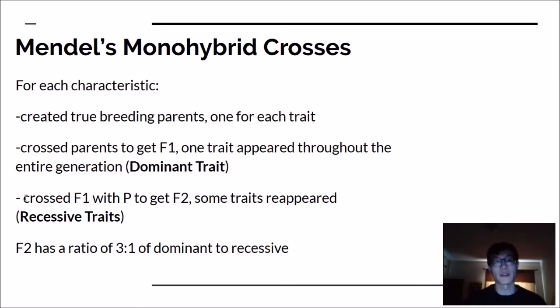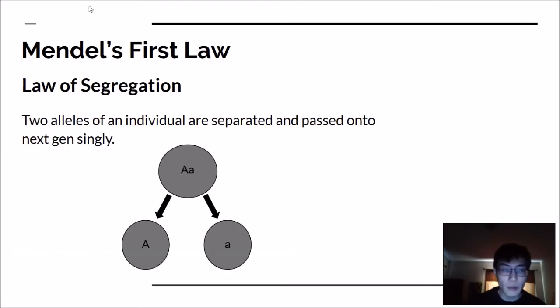But when he crossed those F1 generations again, whether it's backcrossing or with each other, some of those traits that previously disappeared actually reappeared, and these are what's known as recessive traits. Through a generalized monohybrid cross, we often see the F2 has a ratio of 3:1 of dominant to recessive phenotypes in the offspring. So this is where that 3:1 ratio comes from, based on specific traits chosen for a monohybrid cross. Which basically gets to our first law here.